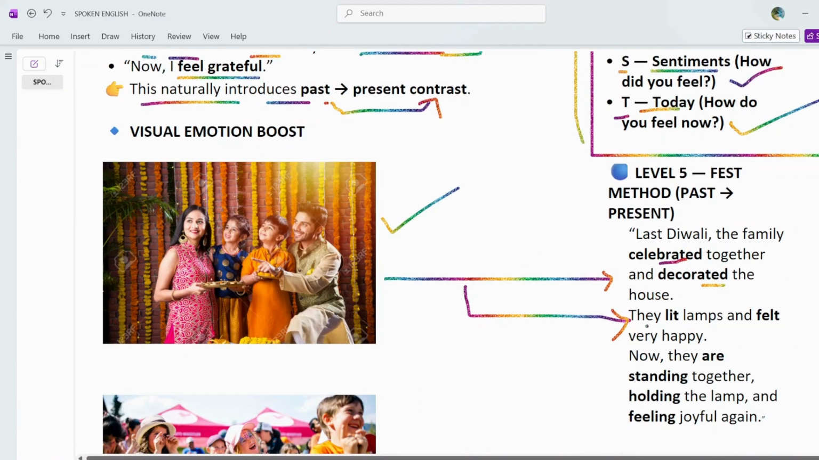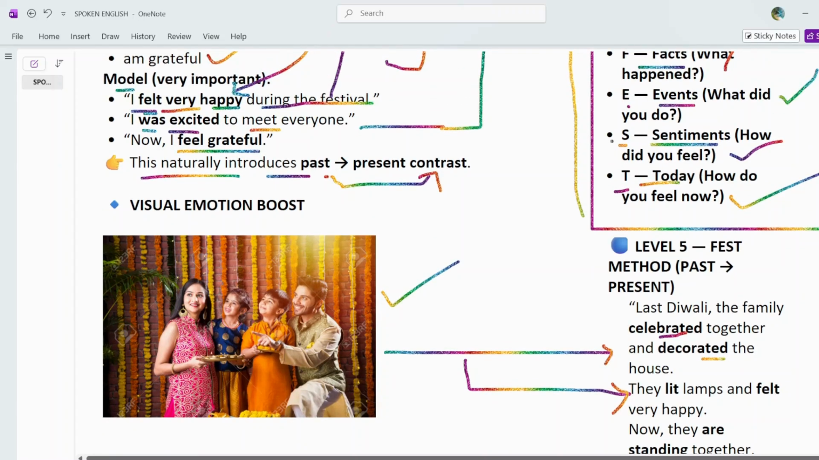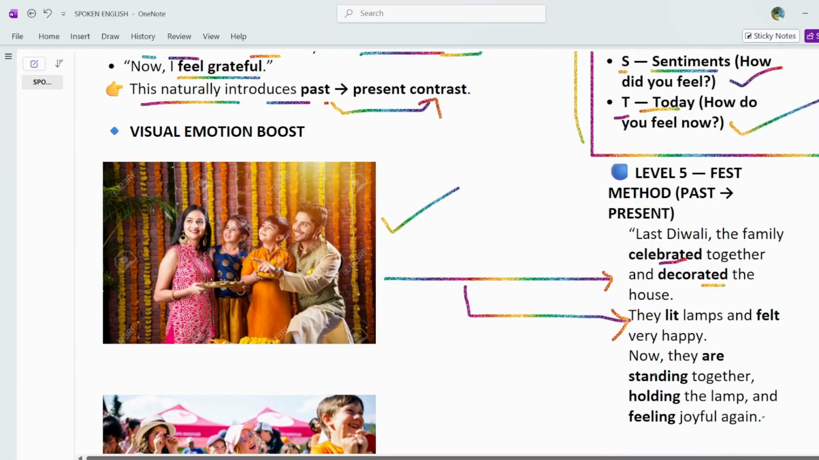Okay, so they lit lamps and felt very happy. That is, how did you feel? That is your sentiments. Lastly, you can see here now they are standing together, holding the lamp and feeling joyful again. So today, how did they feel now? How are these people feeling now? They are standing together, holding the lamp and feeling joyful again.